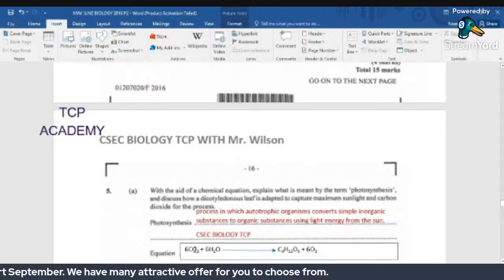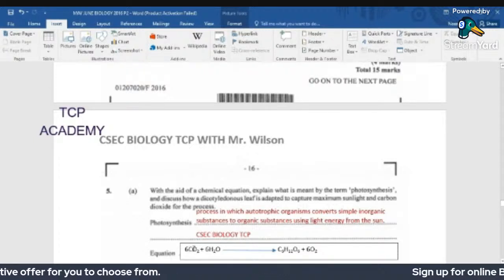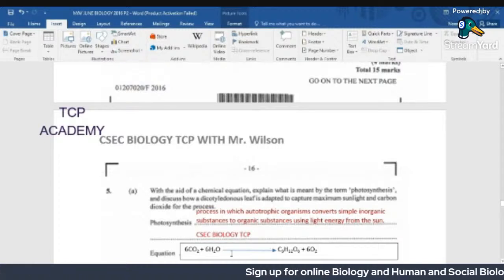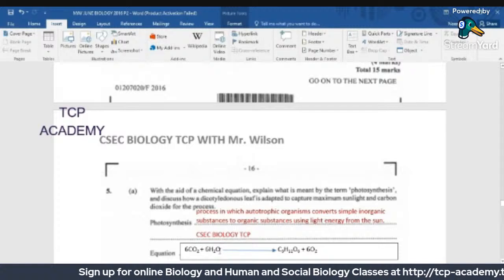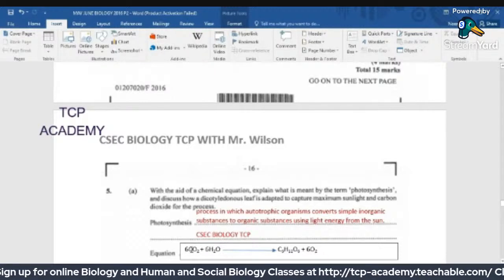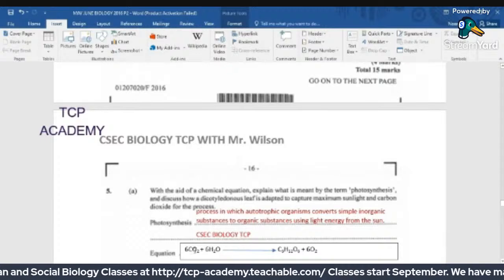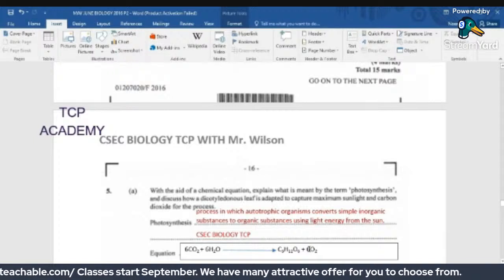So here we have 6 carbon. This 2 does not apply to the carbon, it only applies to the oxygen. So 6 carbon here, and we also have 6 carbon here. On this side, we have a total of 6 oxygen, and this 6 applies to this oxygen. 6 times 2, it's going to be 12 here, plus another 6 oxygen from this 6 here, it's going to be 18. Let us test this side. 6 times 2 is 12, plus 6, 18 oxygen.